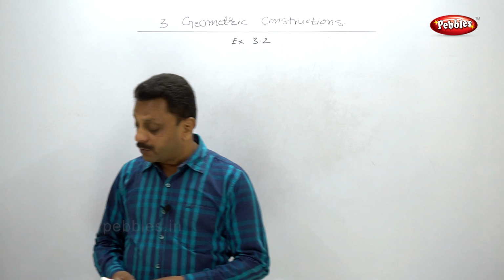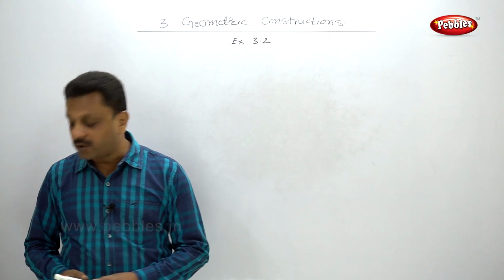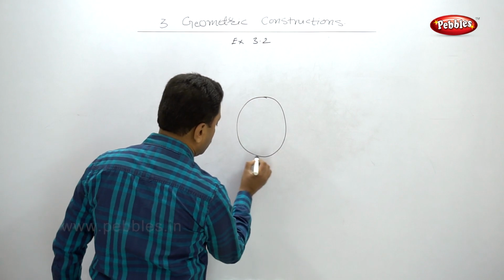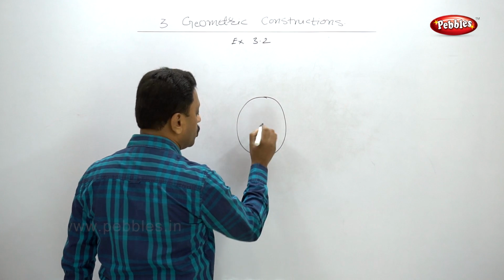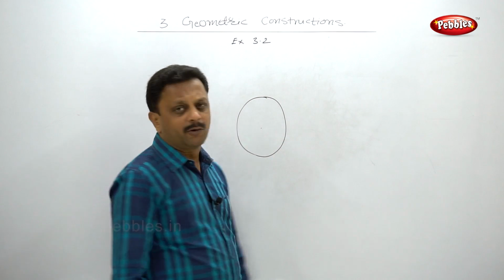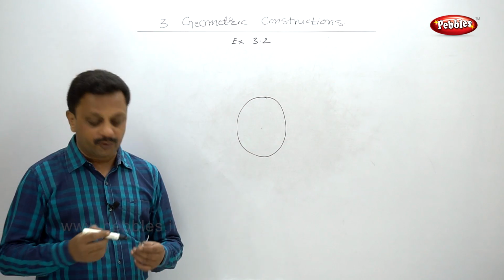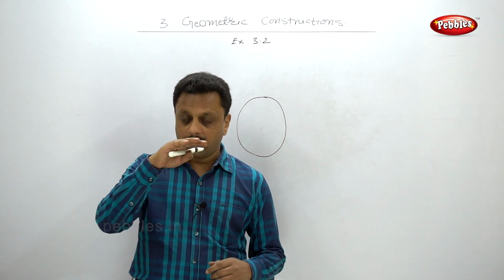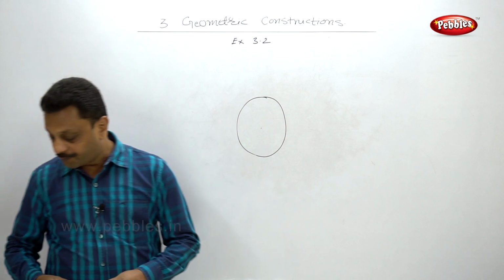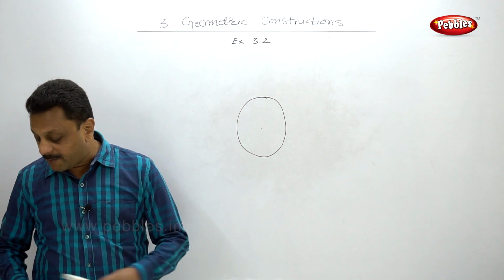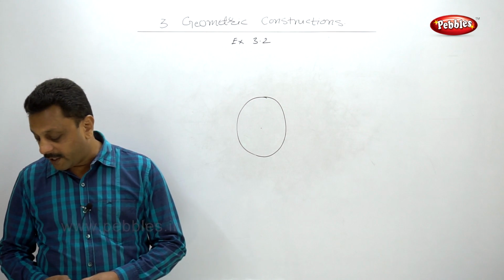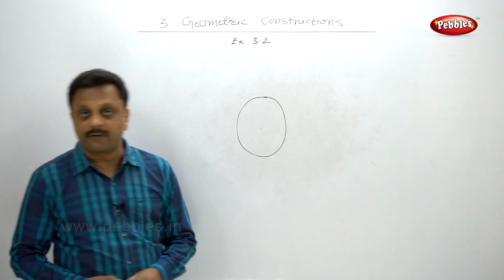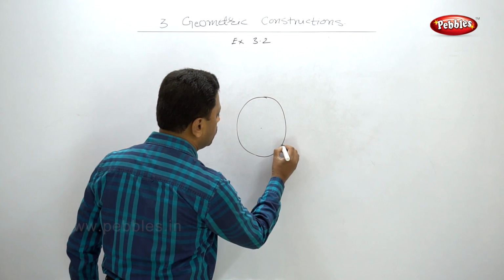Draw a tangent without using the center. Draw a circle of radius 3.5 centimeters. Center is O, 3.5 centimeters. I am not marking it because we don't have to use the center, but somewhere you have to mark that radius after the construction is over. Now take any point K on it. Draw a tangent to the circle at K without using the center of the circle. I am taking any point K here.